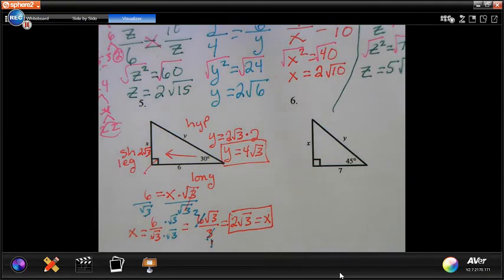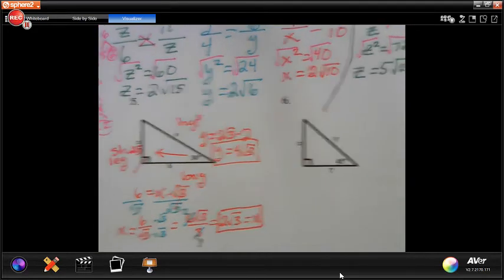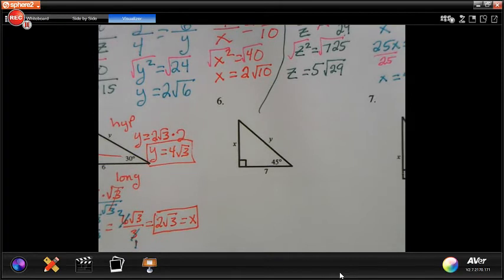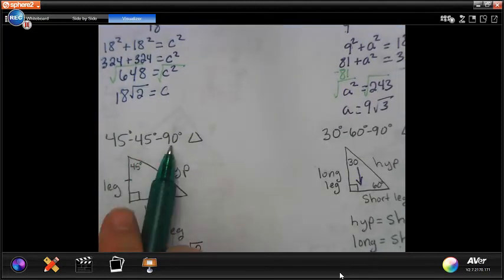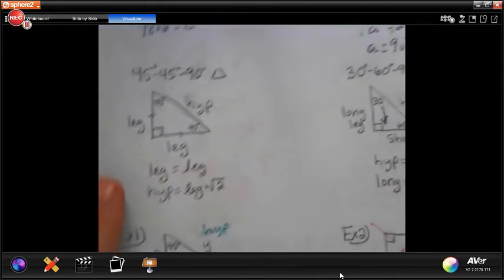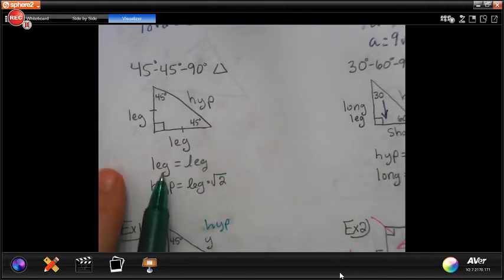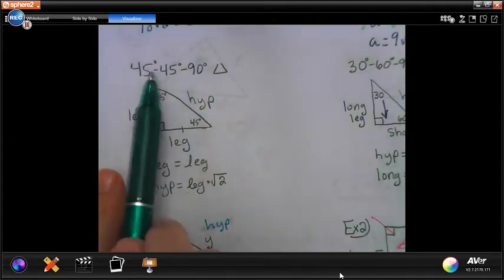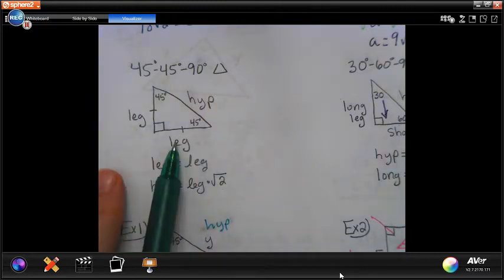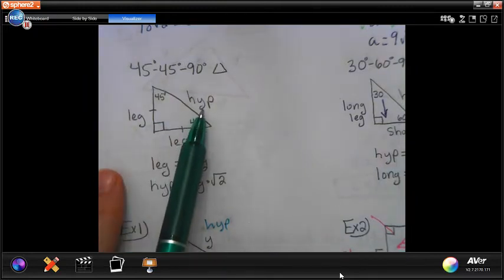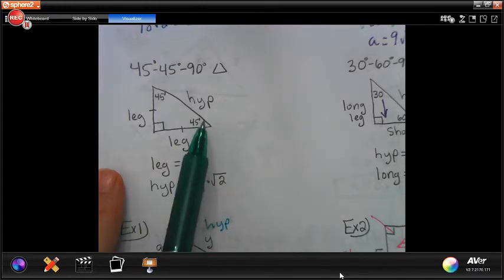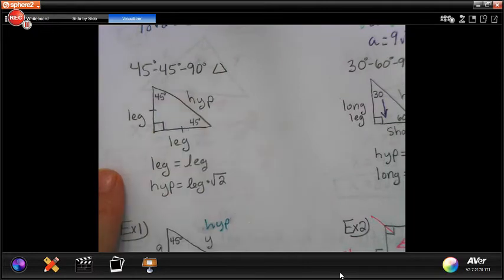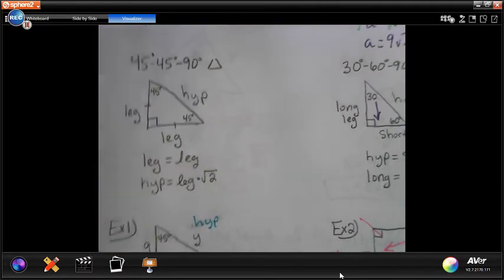So number 6, if you notice, the angle for number 6 has a 45 degree in the corner, and 90. So that matches with a 45, 45, 90 triangle. Okay, there's two formulas. We have the leg equals the leg. There's two equal angles, so we're going to have two equal legs. The hypotenuse is always the biggest side. And then the hypotenuse equals leg times radical 2. Whatever your leg is, attach your radical 2 to it. That's basically it.